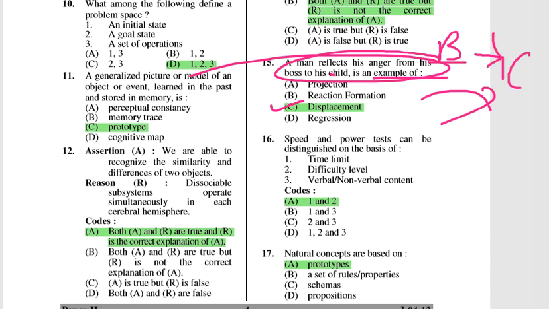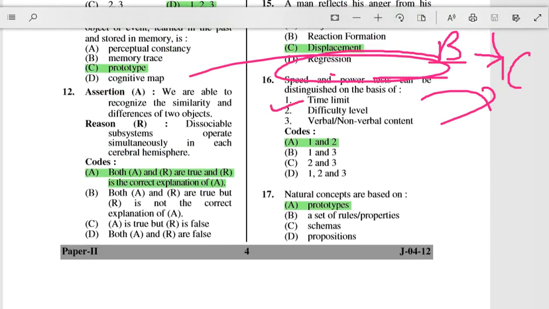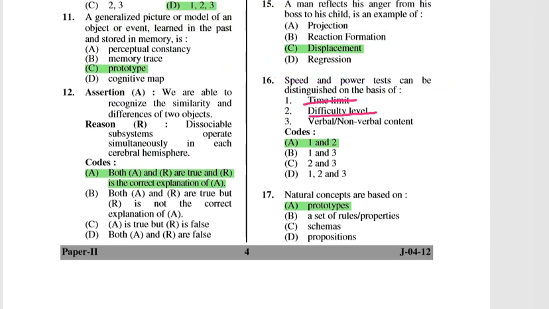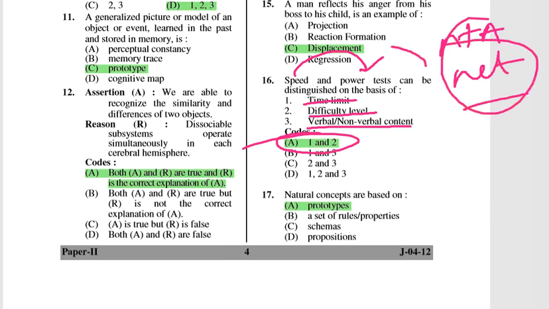Now talking about 16, speed and power tests can be distinguished on the basis of time limit, difficulty level, verbal, non-verbal content. The correct answer is option A, 1 and 2, speed and power test. What are you giving about the NTA NET examination? This is also a test of speed and power. So it depends on the time limit and the difficulty level.